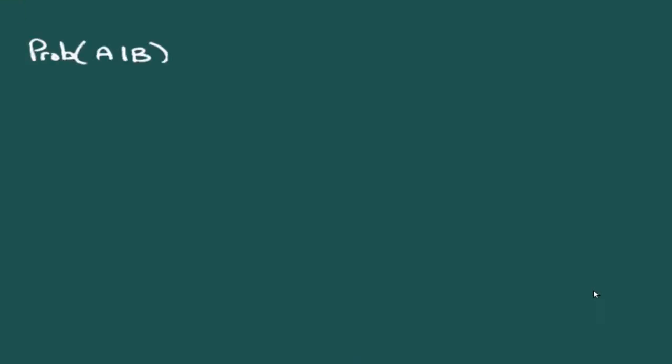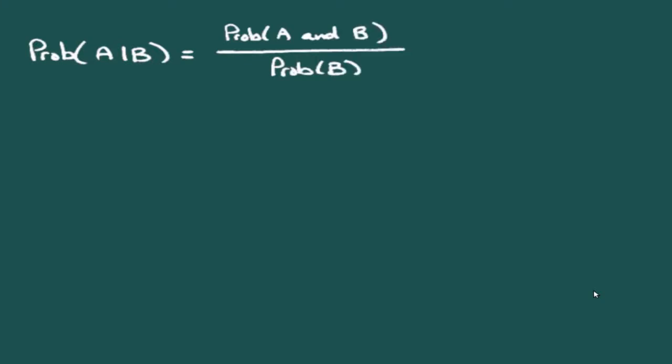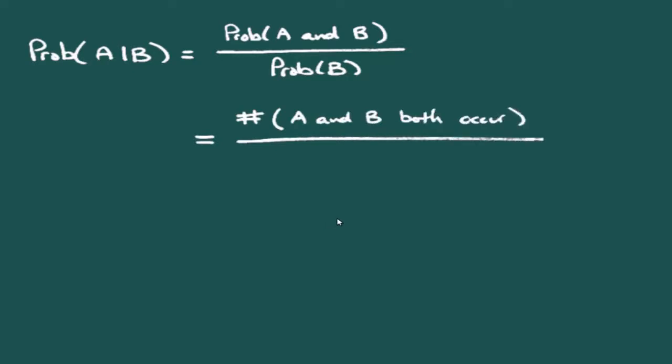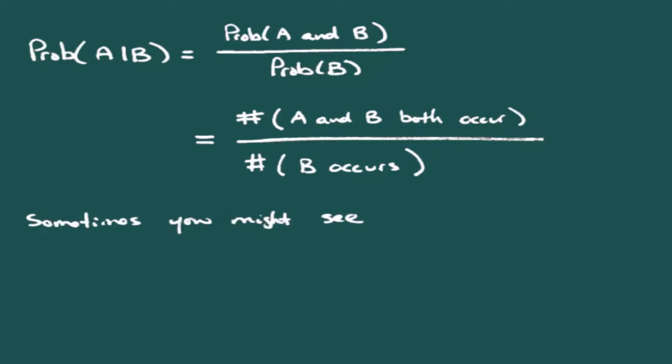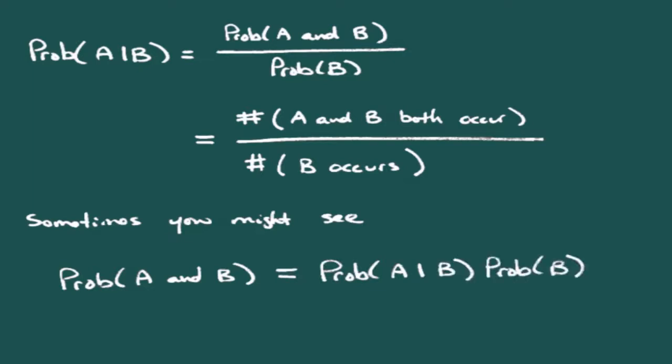The probability of A given B is the probability of A and B, so the probability of both events occurring at the same time, divided by the probability of B. Another way of seeing that is that the numerator is the number of ways in which A and B can both occur, and the denominator is the number of ways in which B occurs. Sometimes you might see this formula rearranged: the probability of A and B occurring is equal to the probability of A given B times the probability of B.